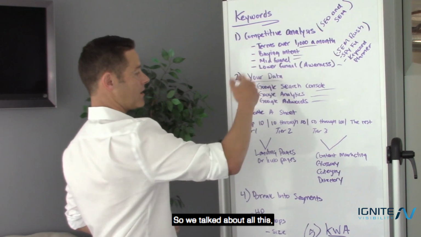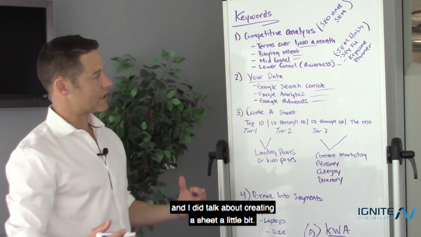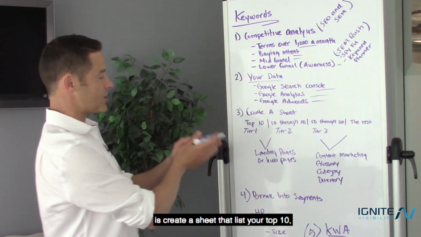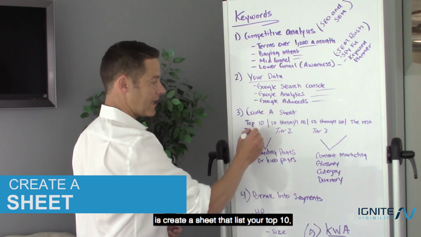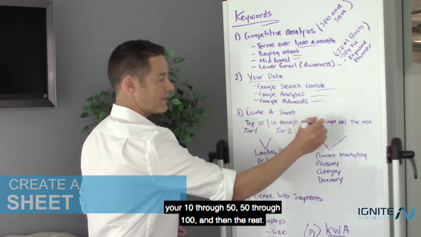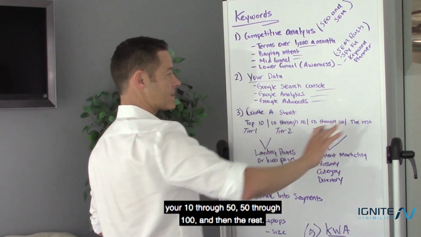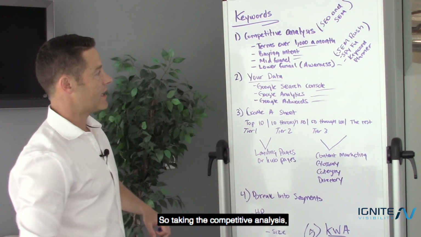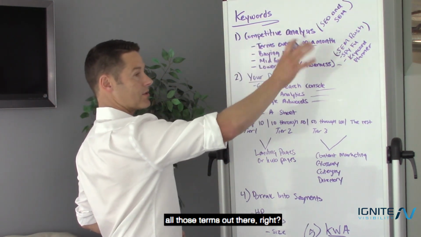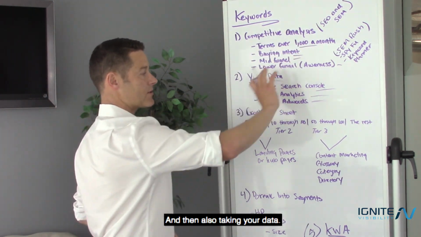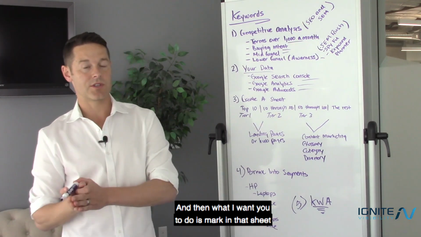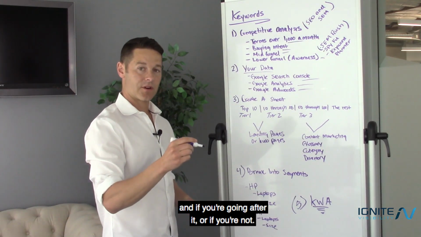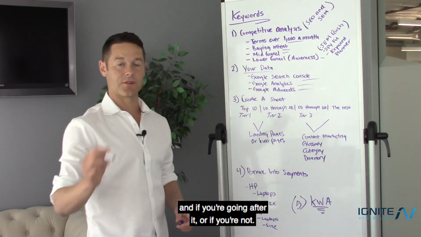So we talked about all this, and I did talk about creating a sheet a little bit, but what I want you to do next is create a sheet that lists your top 10, your 10 through 50, 50 through 100, and then the rest. And that's by taking all this data together, right? So taking the competitive analysis, all those terms out there, right? And then also taking your data. And then what I want you to do is mark in that sheet if you have a landing page for it and if you're going after it or if you're not, right?